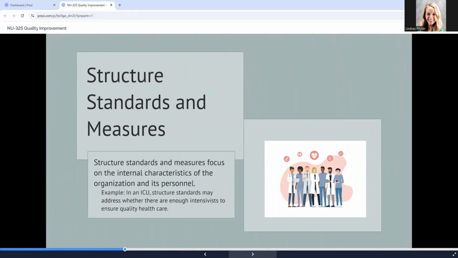Another example of structure standards could be something as simple as looking at nurse staffing ratios to make sure that they have enough nursing staff to adequately care for the patients on that specific unit.